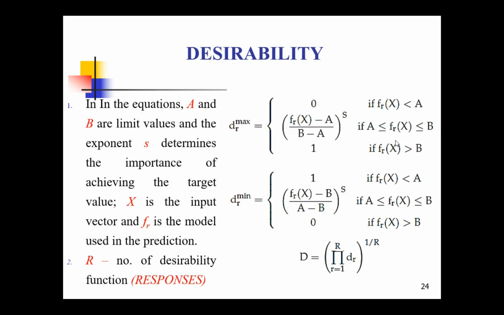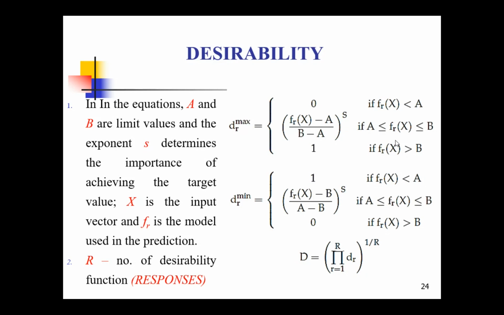So f(x) is nothing but the function. Okay, a and b are the limit values, and r is the number of desirability functions. If I am going to consider flank wear, surface roughness and material removal rate, then r is equal to 3. So that is for the overall desirability. d_r max is the desirability function for material removal rate. d_r minimum is the desirability value for flank wear and surface roughness, because these two are minimization problems.